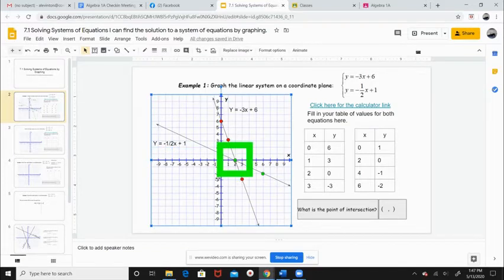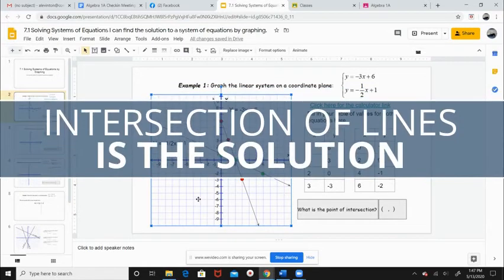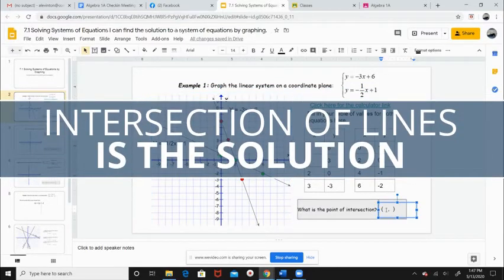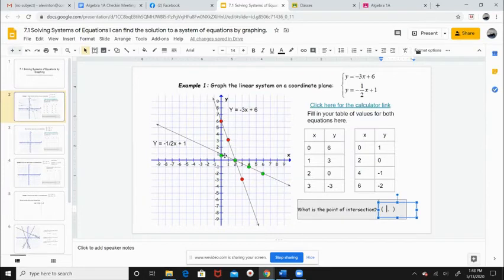At this point, what you should notice is that both lines have intersected with each other at this certain point. This is what we call the solution to a system of linear equations. So I'm going to write down the point of intersection, which is (2, 0).